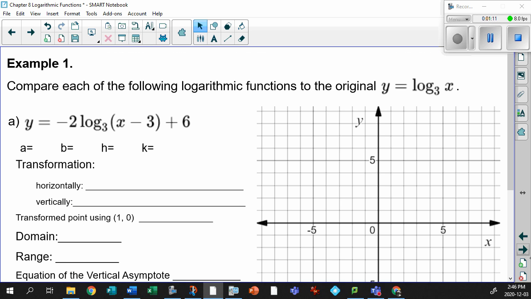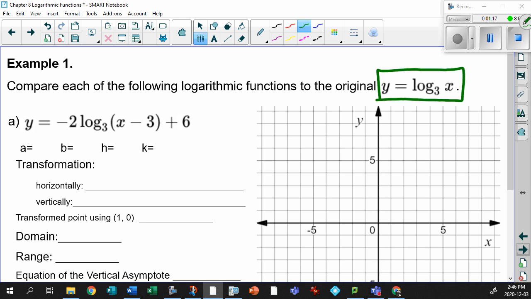Oh, look at that first question. Now check it out. Original was a log. Okay, so being that that's a log, let's go to it. So first thing you got to do, figure out A, B, H, and K, as we always do. So A is -2. B looks like a 1 there. H, oh, that's a 3. K is 6. So describe what's happening here.